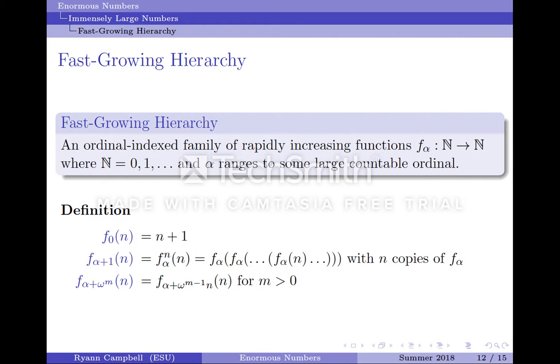In the bottom portion, we have F of alpha plus omega to the m power of n, and that equals, again, we're just reducing by 1, and that little n should actually be what looks like the exponent on the previous one, showing that there's n copies of F alpha if m is greater than 0.